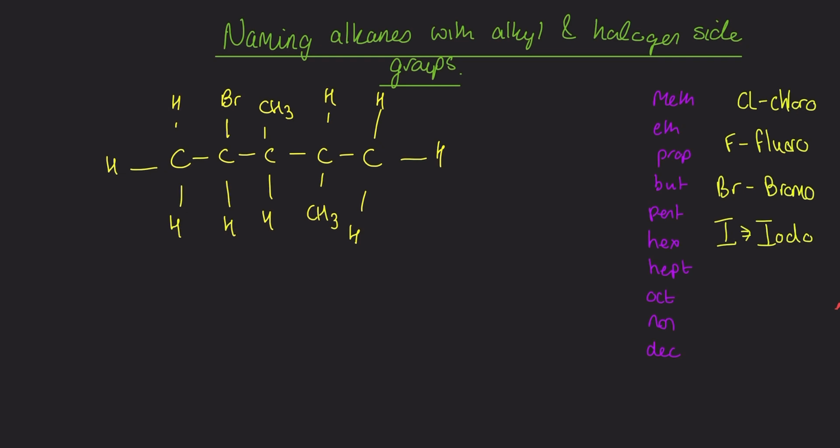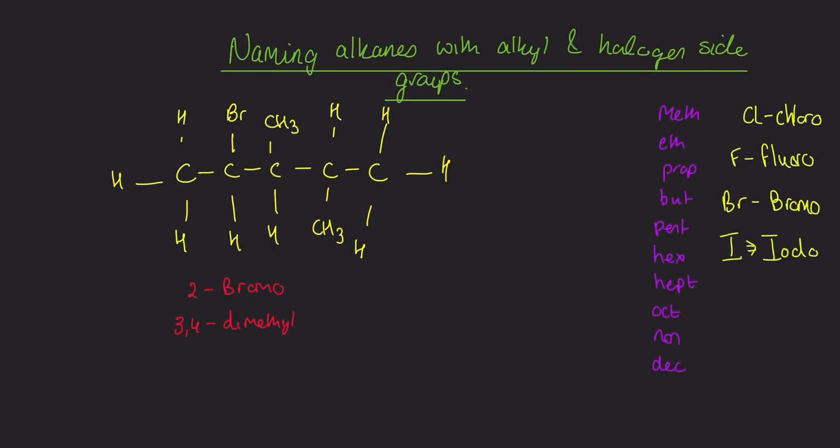Okay, so it doesn't really change. The first one is still going to be on 2. We can go either way. So let's see. We're going to have a 2-bromo. And we're going to have a 3,4 dimethyl. And it's still pentane. So which one comes first? B or M? You don't look at the di. So it's B. So that means that B is going to go first. 2-bromo-3,4-dimethylpentane.